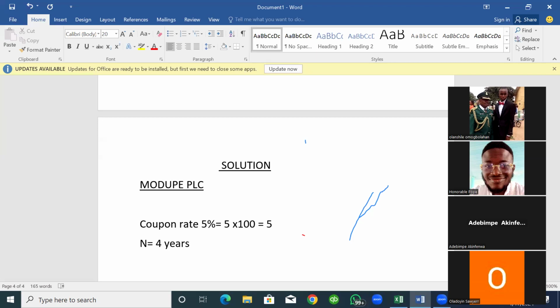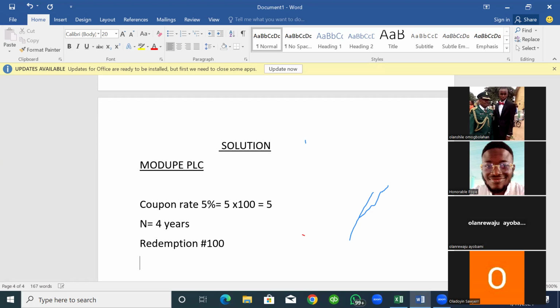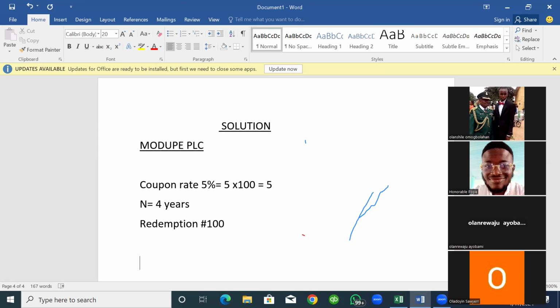Redemption value is 100. So what do we say we should calculate? Calculate our current market value. But before I calculate, the main purpose of treating this question is to bring out that basis point.